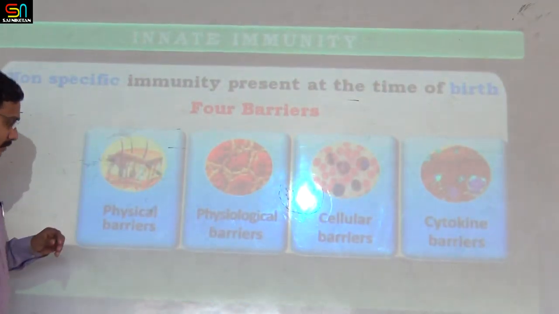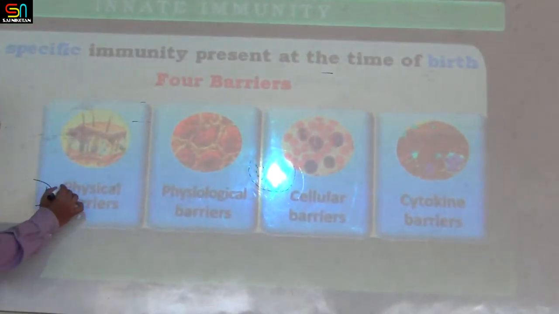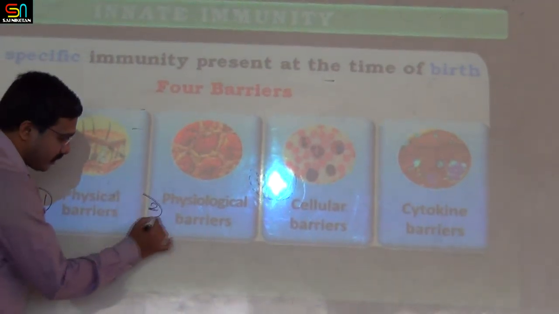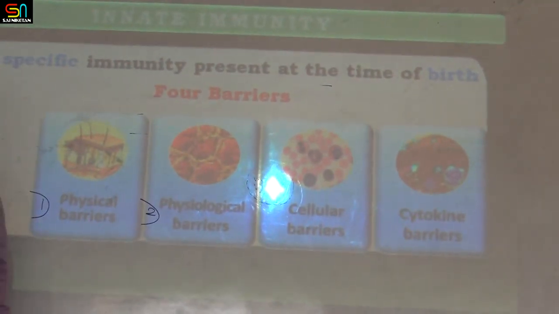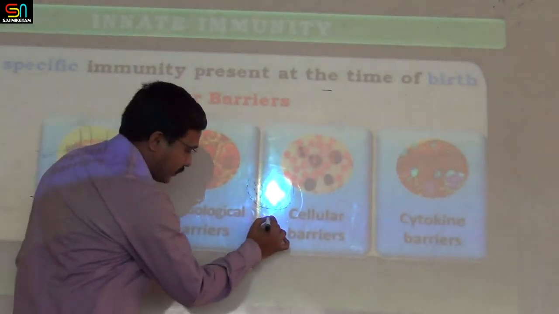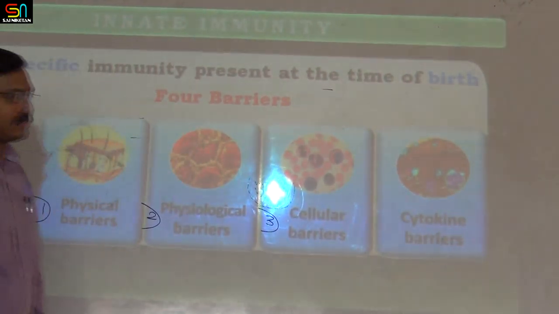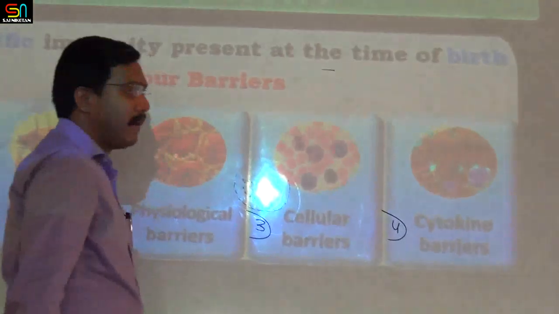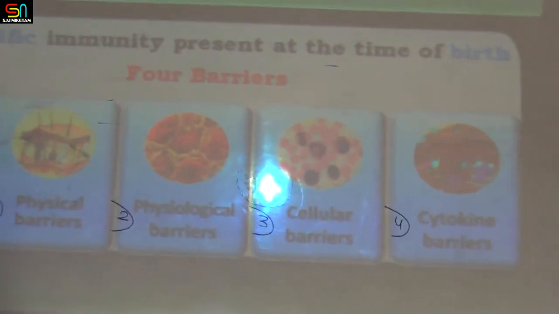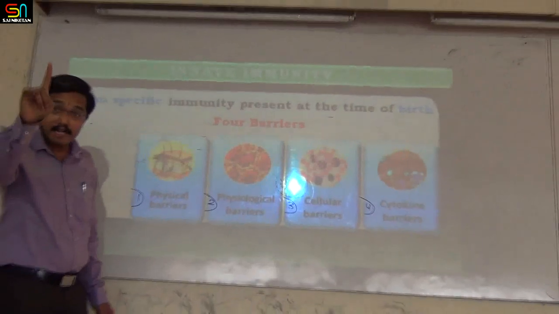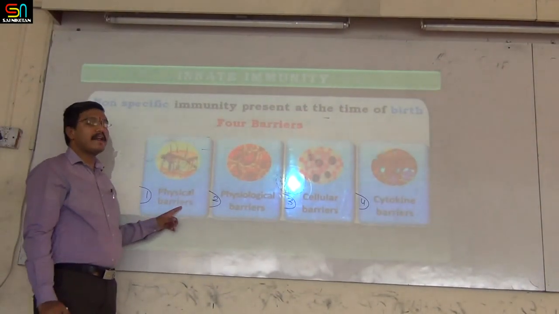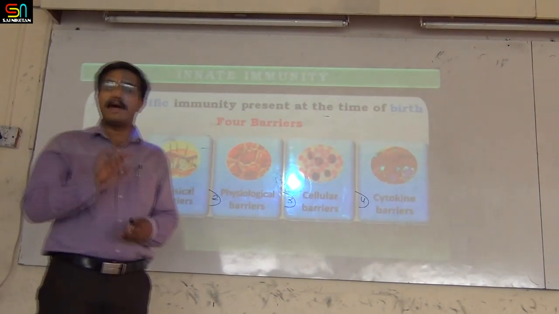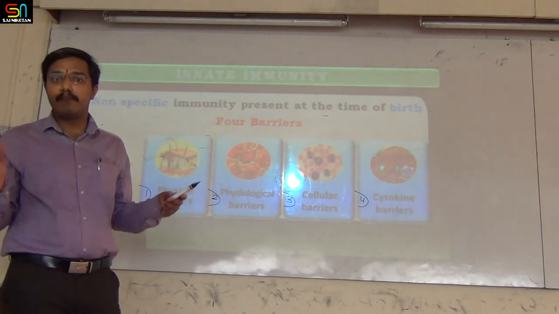Barrier number one is physical barriers. Barrier number two is physiological barriers. Number three is cellular barriers. Barrier number four is cytokine barriers. Dear students, there are four barriers in innate immunity. Number one, physical barriers. Number two, physiological barriers. Number three, cellular barriers. Number four, cytokine barriers.